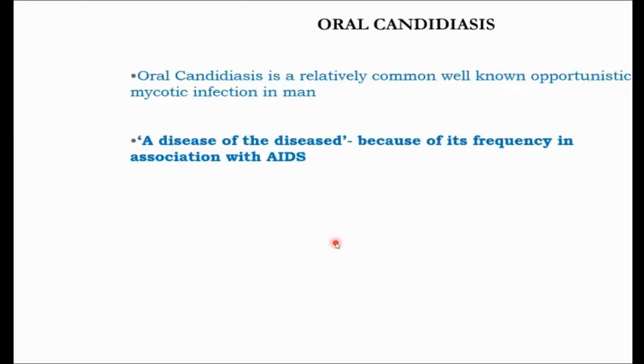So the candida, which is present in the oral cavity but is not causing any infection, takes the opportunity when the immunity goes down and causes the infection. That's why it's called an opportunistic infection. Okay. Another name for candidiasis is moniliasis. So there are several names for this: mycosis, moniliasis, candidiasis.